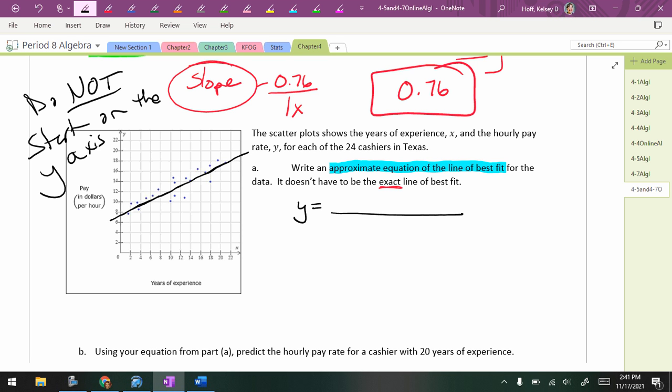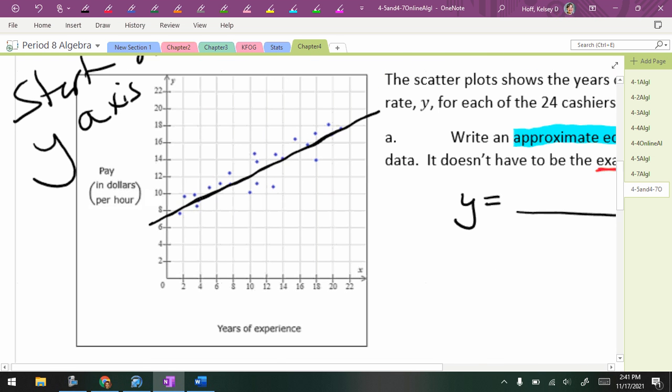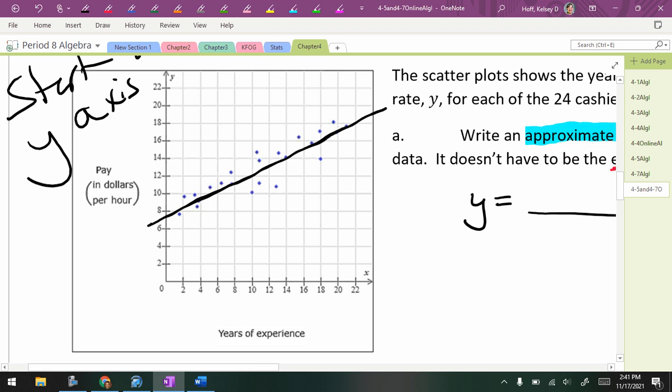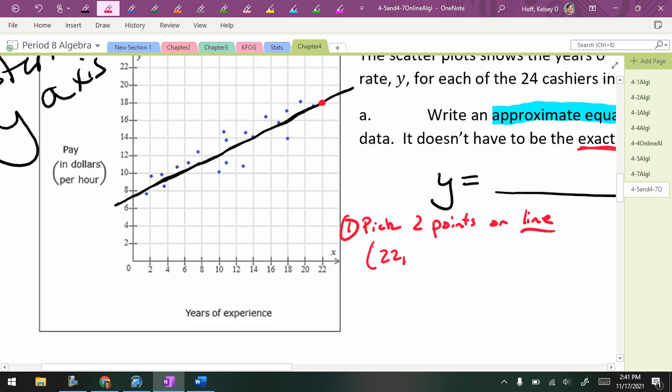Now, everything you did on Monday, I automatically gave you 2 points to use. That's not the case on this. So now you need to look at your graph, and yours is going to be a little bit different than mine. That's fine. And we need to pick 2 points on the line. They do not have to be data points. I don't know about you guys, but I'm looking at this right here. I have 22, 18 on my graph. Do you have 22, 18 on your graph? No? Pretty close. Okay, so I think we should use 22, 18.